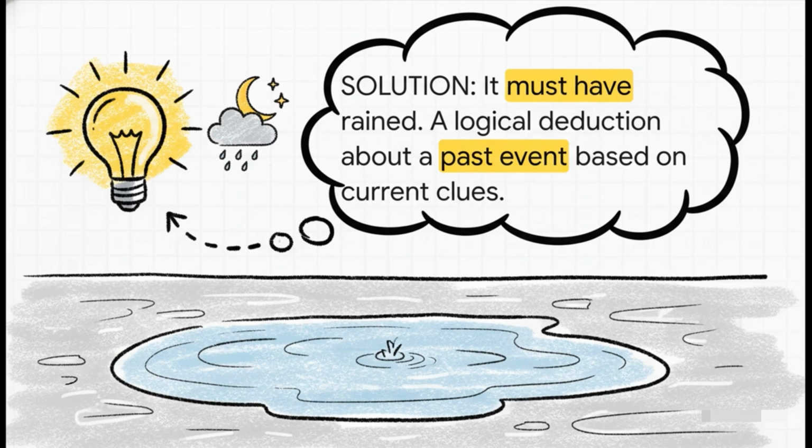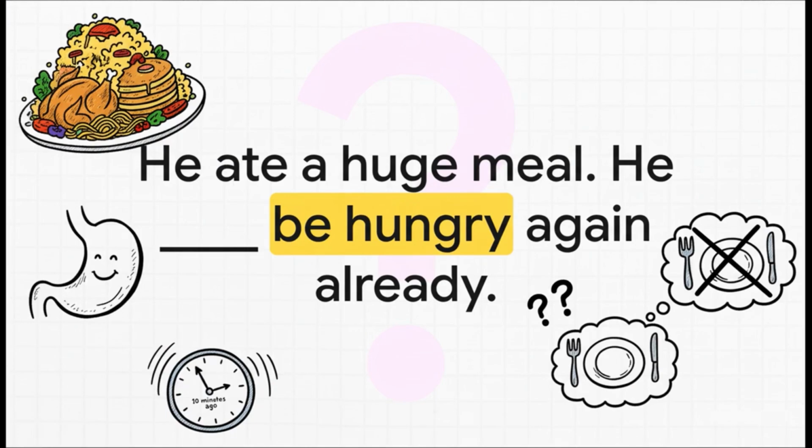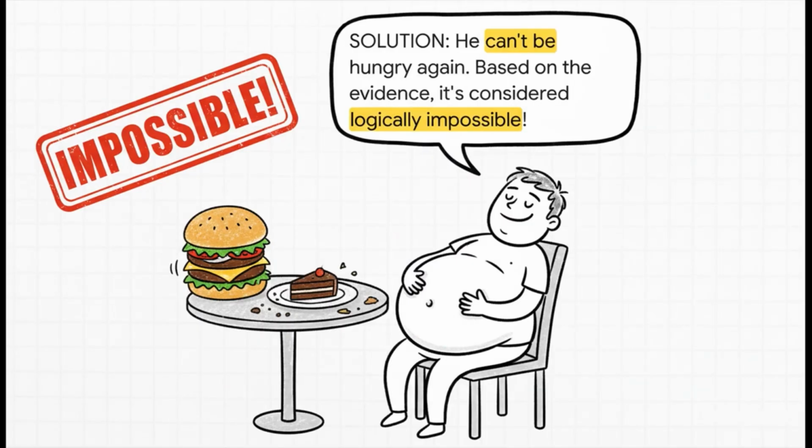Fantastic work. Case number 2. Your friend just finished a huge 3-course dinner, like 10 minutes ago. What's your conclusion about his current level of hunger? The only logical answer here is he can't be hungry. Given the evidence, that huge meal, it's not just unlikely, it feels downright impossible. That's the perfect time to use can't.